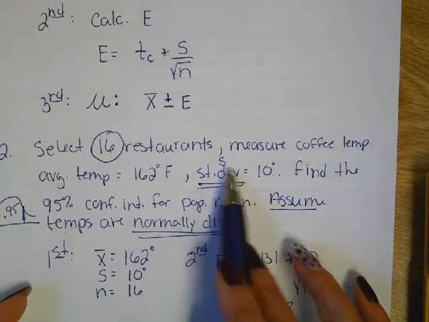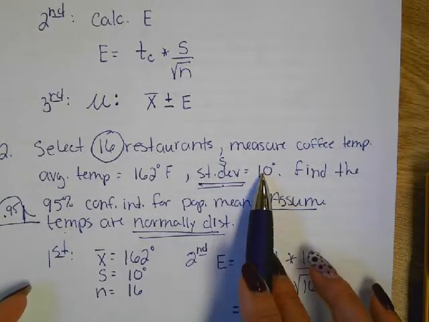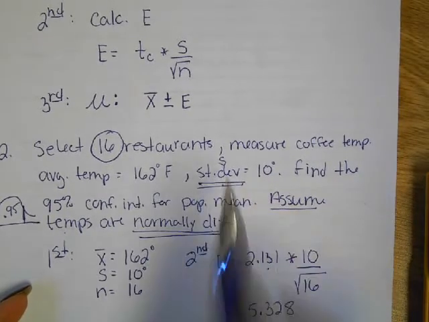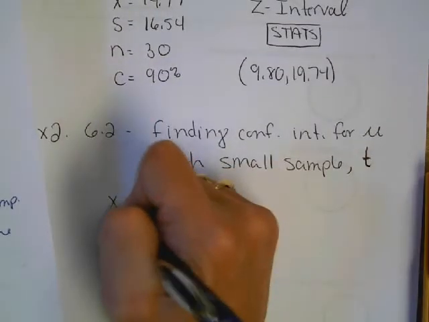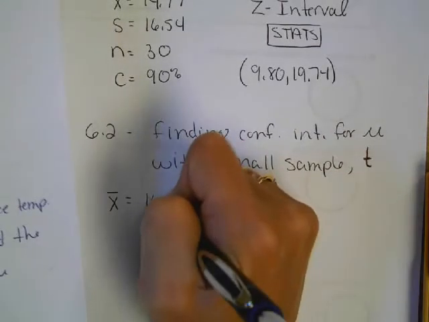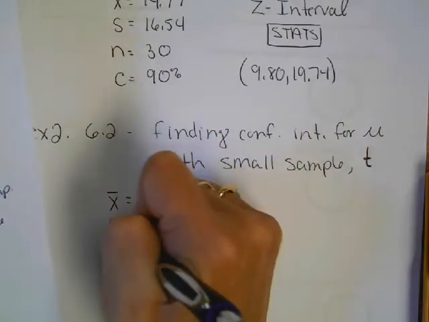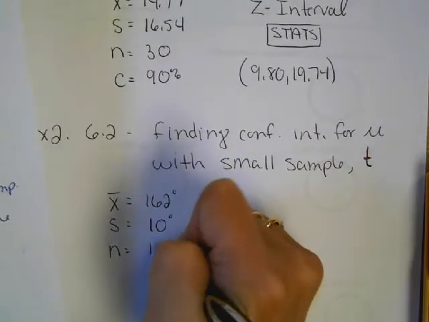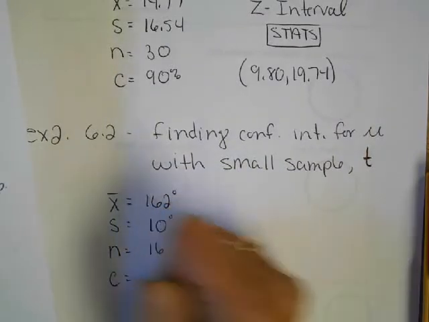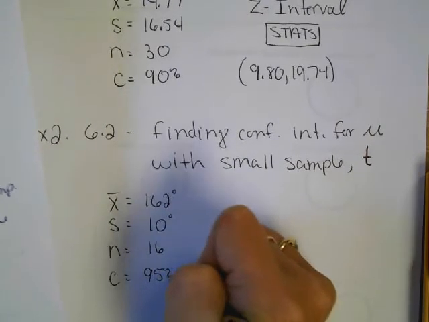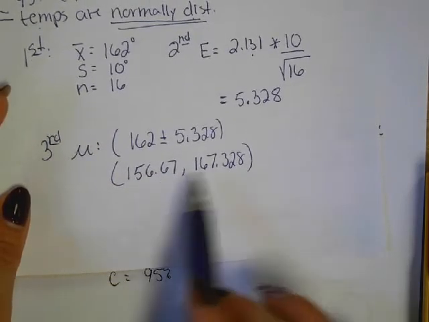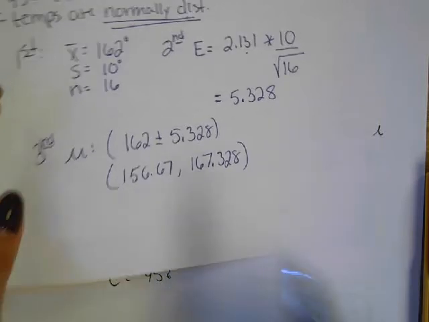And if it's an S value that they give us, the sample standard deviation, we use the t-score. If this happened to be population, we would still use a Z. But if it's a small sample with S, we're going to use this new program. So we're going to write down our key information. The average was 162 degree temperature for the coffee. Standard deviation was 10. Sample size was 16. And we were doing a 95% confidence interval here. And you can see our answers for the average temperature, what we expect the population to fall between.